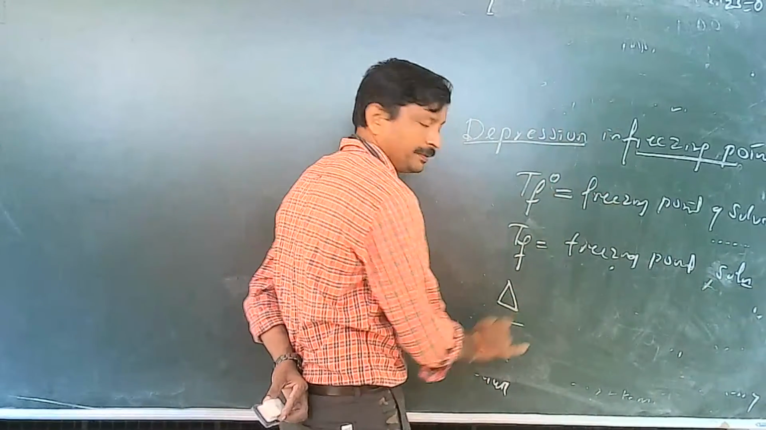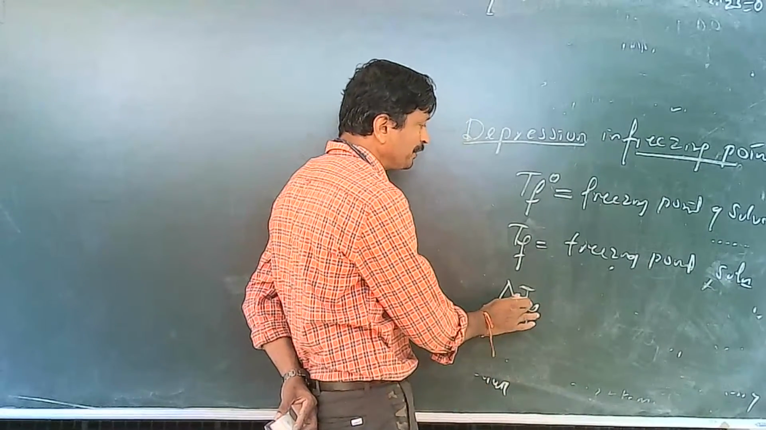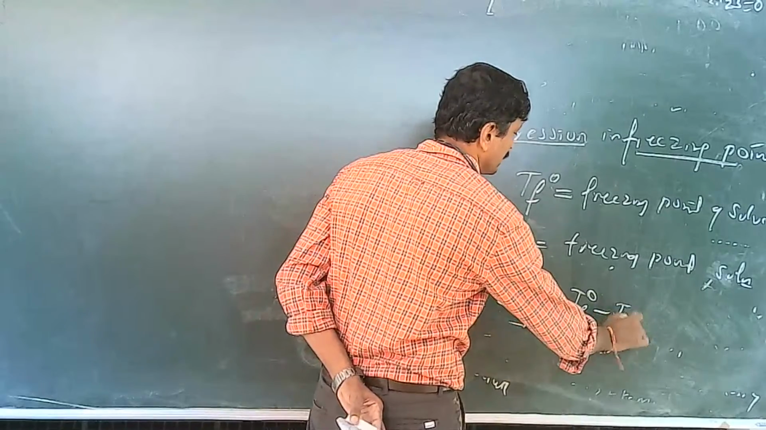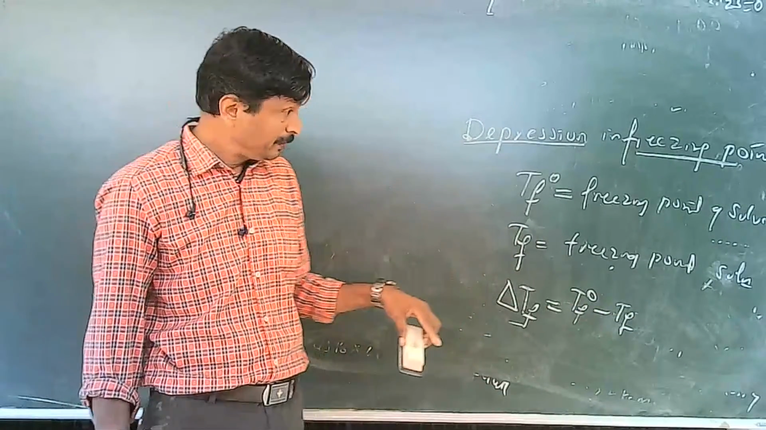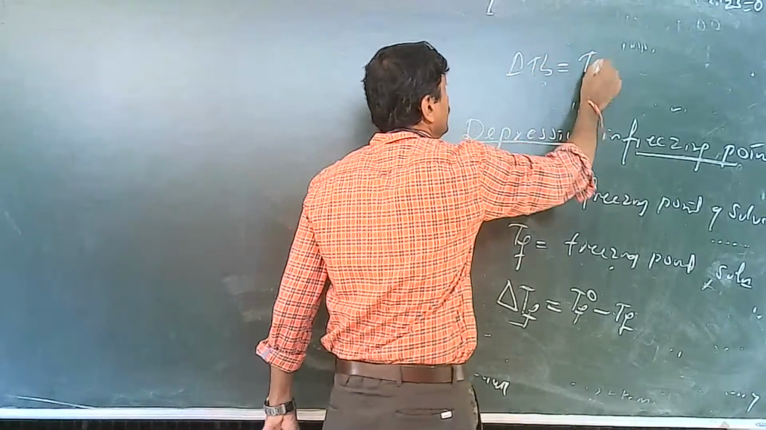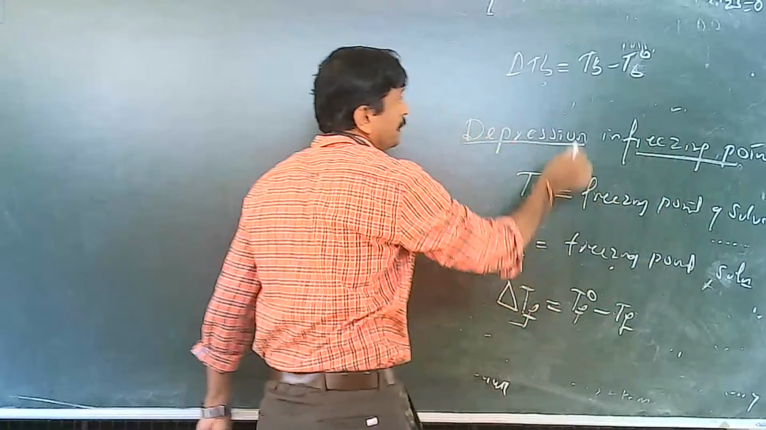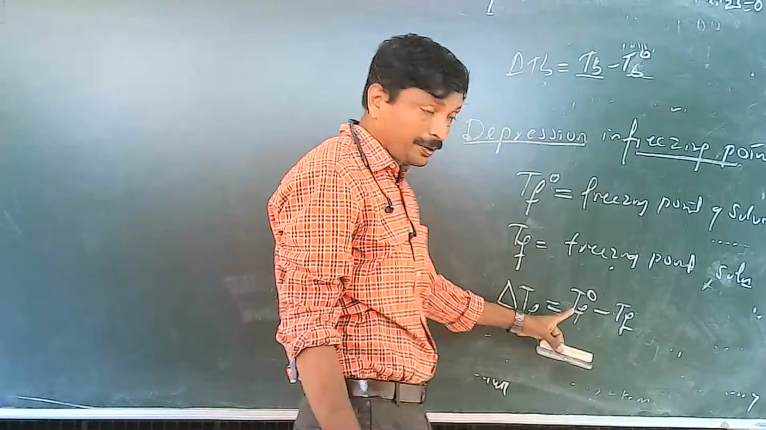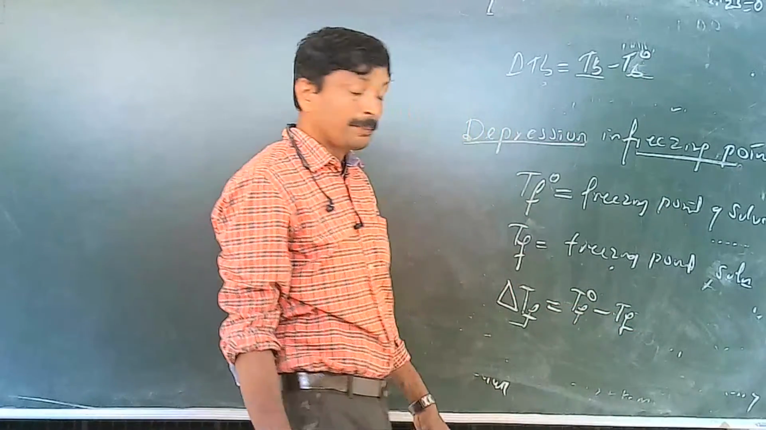The difference is delta, the difference in temperature at the freezing point. Delta Tf is equal to what? Tf naught minus Tf. And for boiling, delta Tb is Tb minus Tb naught. Here Tb is more than Tb naught, and here Tf naught is more than Tf. Therefore, you are writing Tf naught minus Tf.